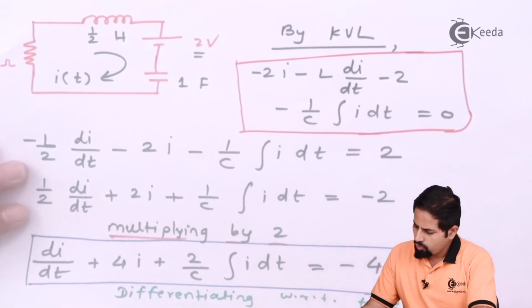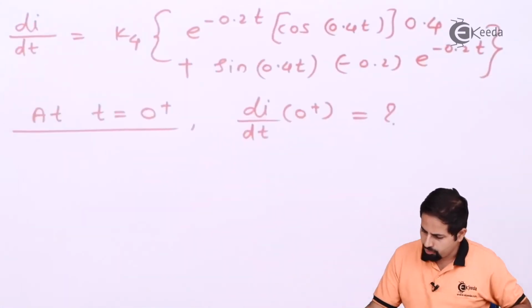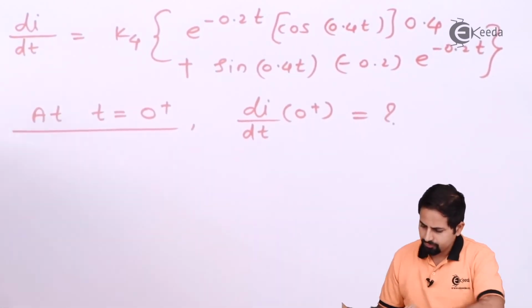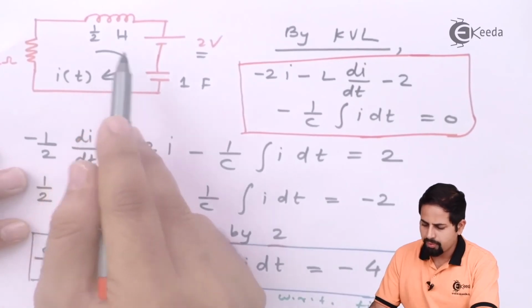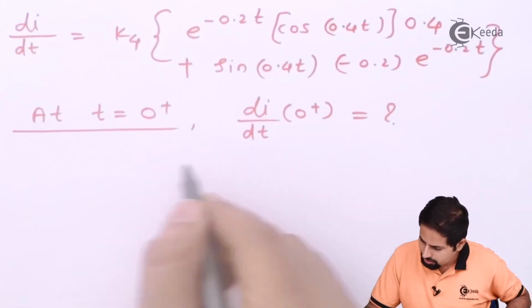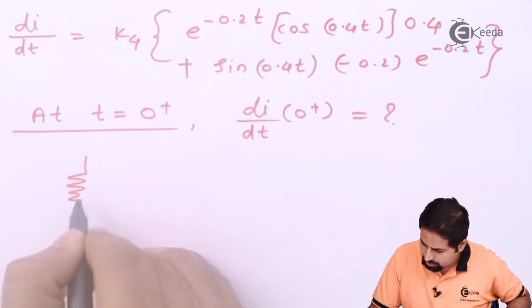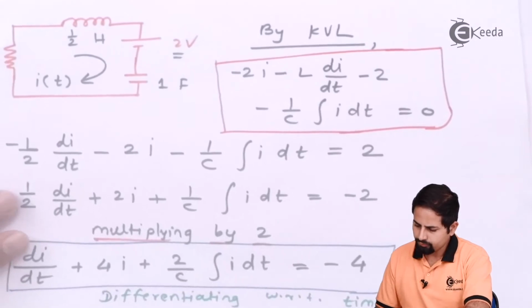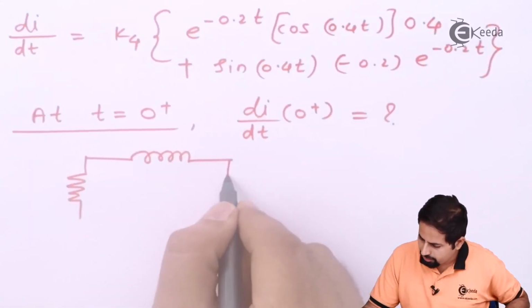So what should we do? We should draw this circuit, the same circuit, but the value of the inductor is not 1 by 2, it is 5 Henry, with 2 volt and 1 farad.